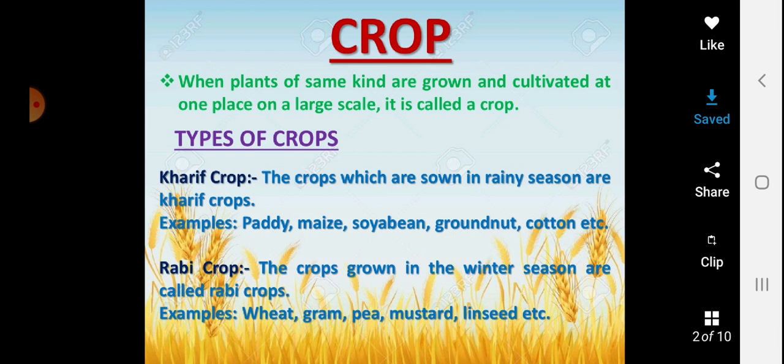Even in the exam, they can ask a question like, differentiate between kharif crop and rabi crop. So you can write, kharif crops are sown in the rainy season and rabi crops are grown in the winter season. And as a second point, you can write their examples.